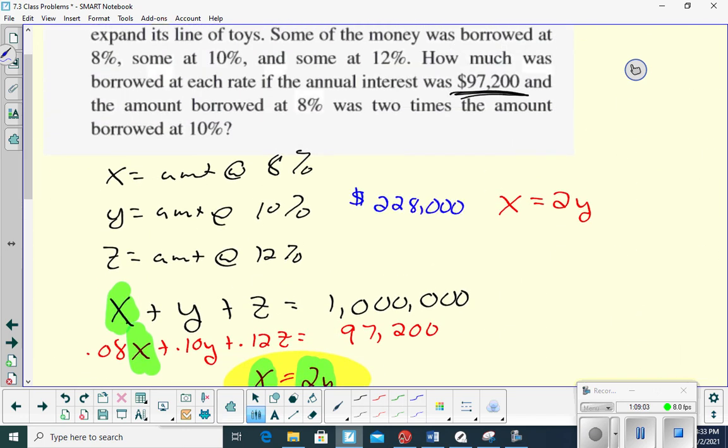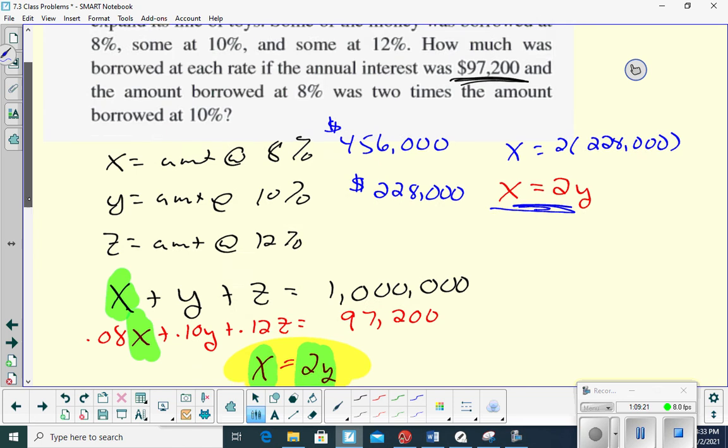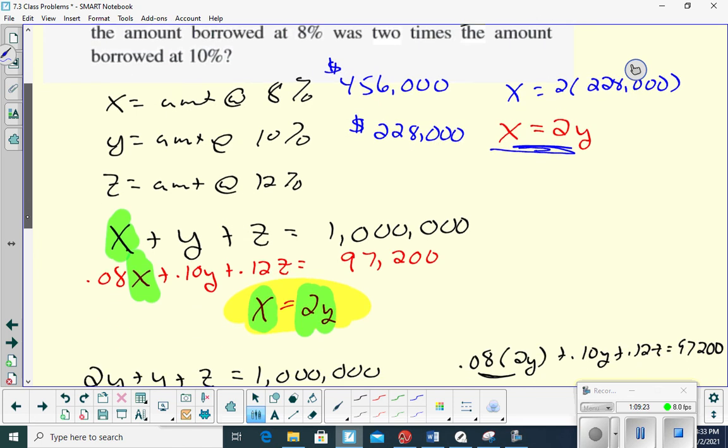Now I know that x is equal to twice that. So I'm going to say x is equal to 2 times that 228,000. And when I do that, I get 456,000 is the amount that I'm borrowing at 8%. And then to find the final amount, I'm probably going to add these two and subtract it from 1 million. And when I do that, I end up with 316,000.